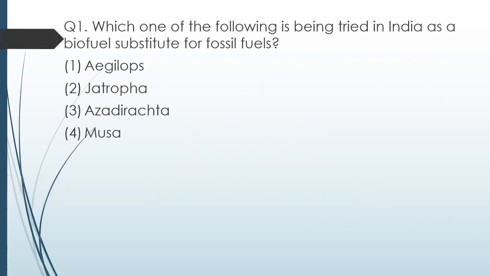Question number one. Which one of the following is being tried in India as a biofuel substitute for fossil fuels? Aegilops, Jatropha, Azadirachta, Musa. The correct answer is option 2, Jatropha.